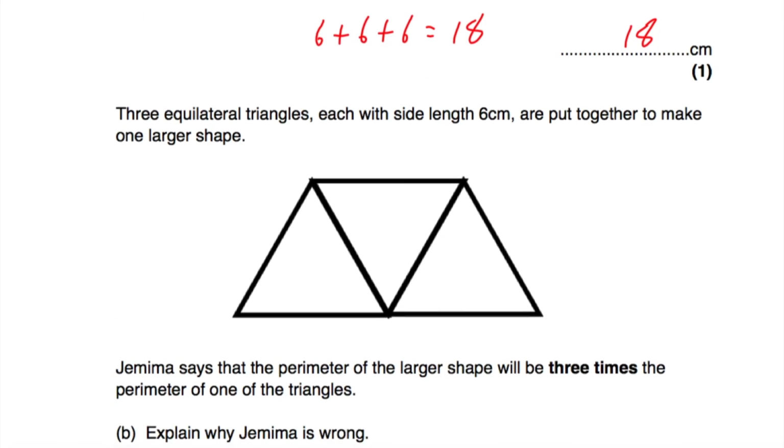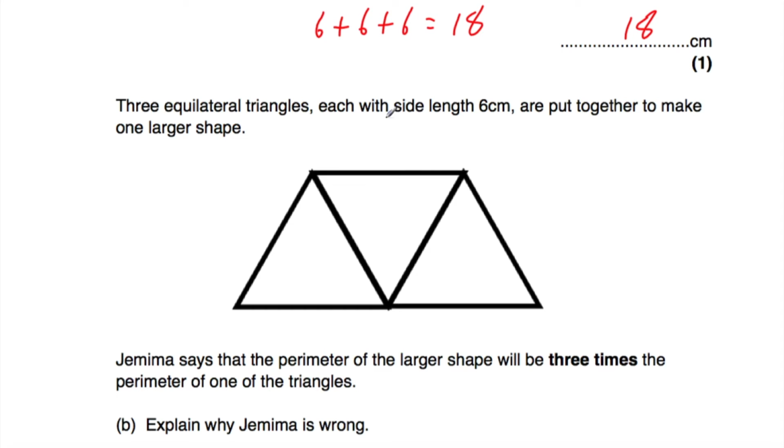Now, if we go down, it says 3 equilateral triangles with a side length of 6 centimetres. Each of these equilateral triangles has a side length of 6 centimetres, and they've been put together to make one larger shape. It looks like a trapezium. The top is parallel to the bottom, and it's a 4-sided shape. Jemima says the perimeter of the larger shape will be 3 times the perimeter of one of the triangles. Explain why Jemima is wrong.